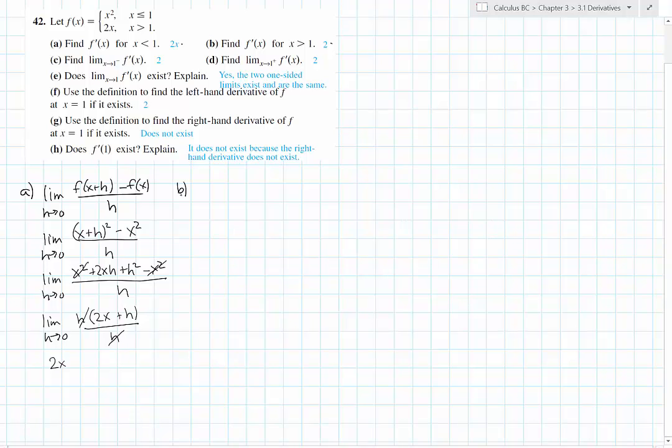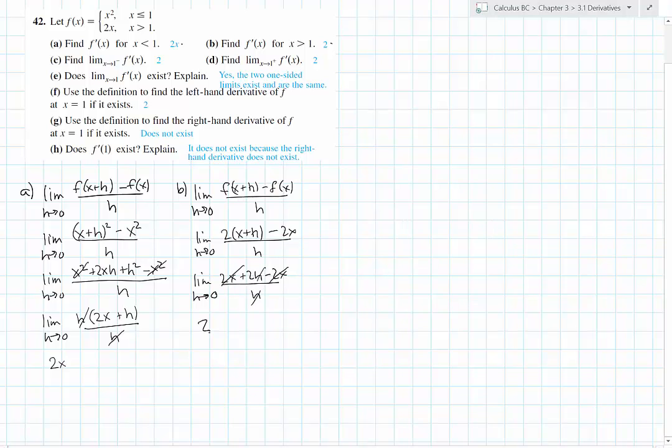In part B, I do the same thing, except I'm now bigger than 1. So I still have the limit as h approaches 0 of f of x plus h minus f of x all over h, and that limit as h approaches 0 is now of 2 times x plus h minus 2x over h, which is the limit as h approaches 0 of 2x plus 2h minus 2x over h. The 2x's cancel, these h's cancel, leaving me with a 2.